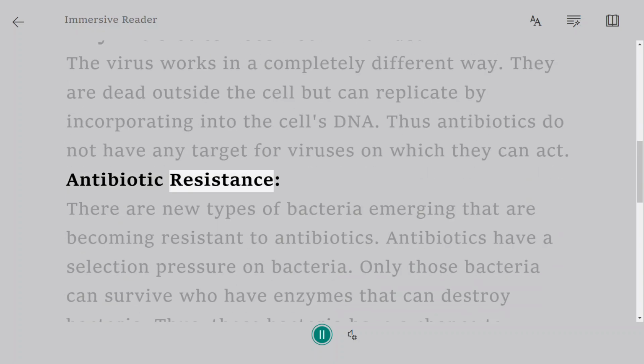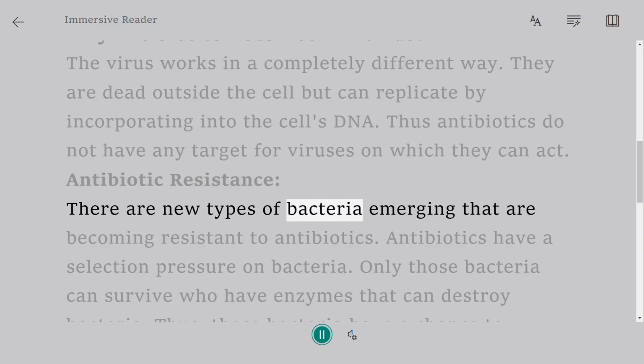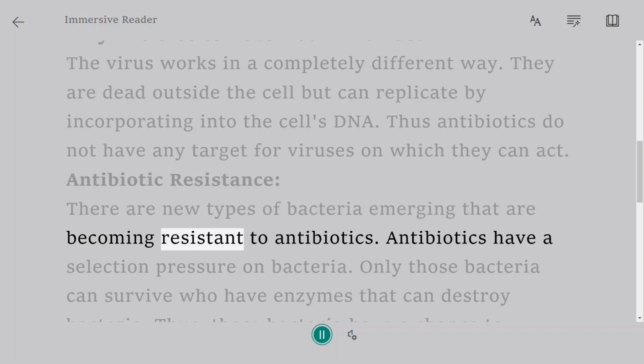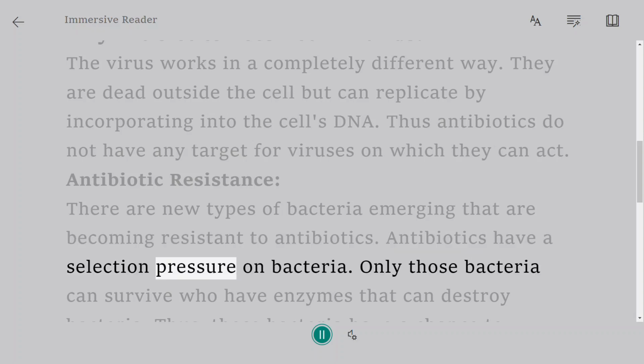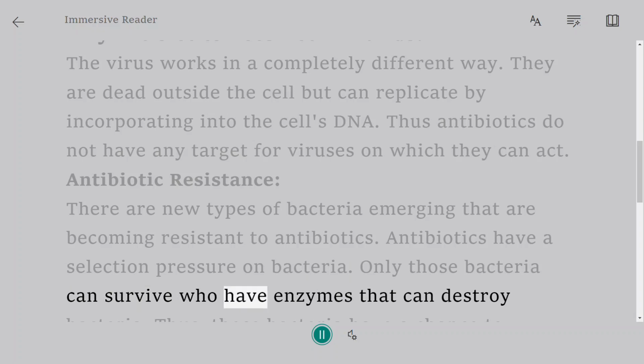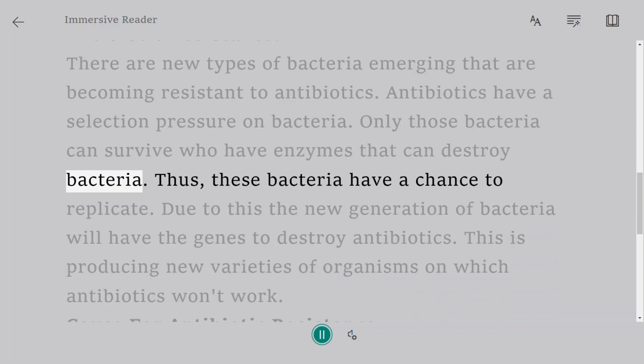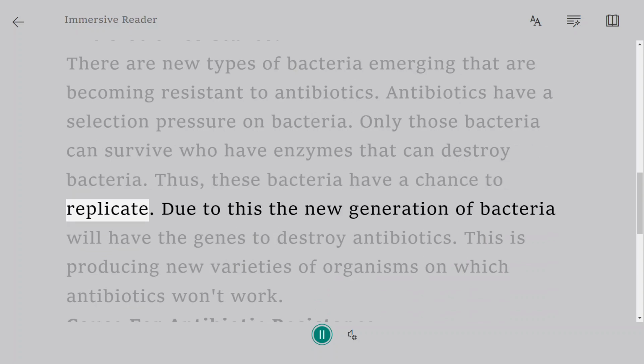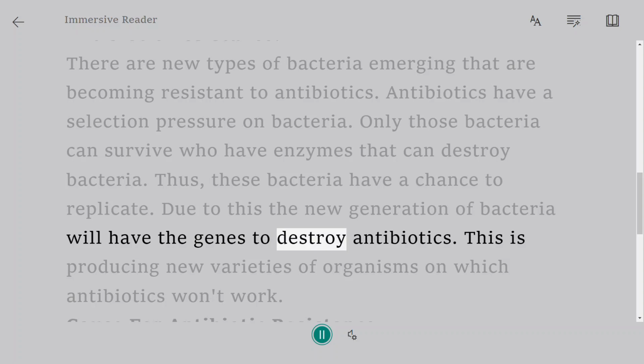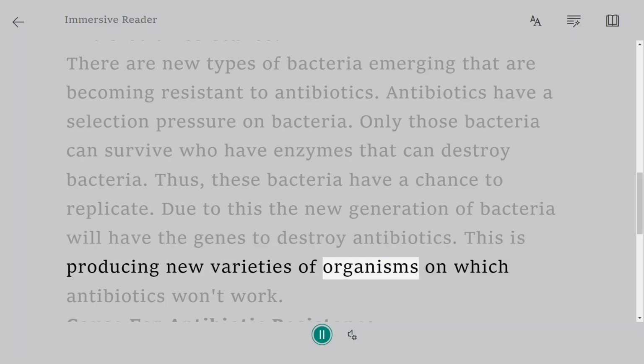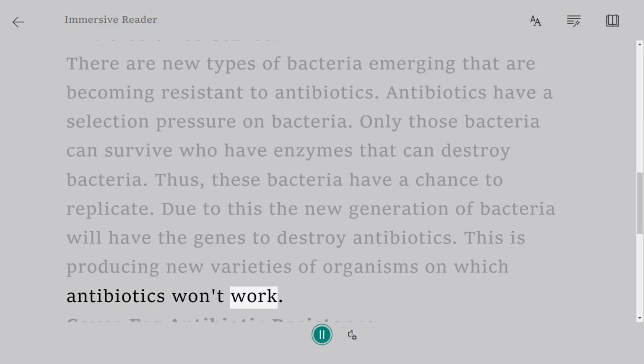Antibiotic resistance. There are new types of bacteria emerging that are becoming resistant to antibiotics. Antibiotics exert a selection pressure on bacteria. Only those bacteria that have enzymes that can destroy the antibiotic can survive. Thus, these bacteria have a chance to replicate. Due to this, the new generation of bacteria will have the genes to destroy antibiotics. This is producing new varieties of organisms on which antibiotics won't work.